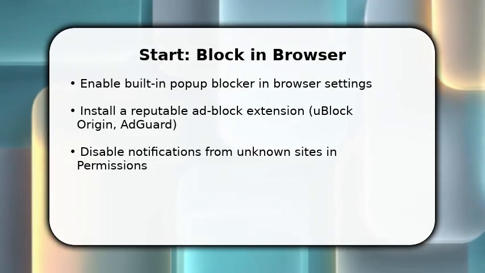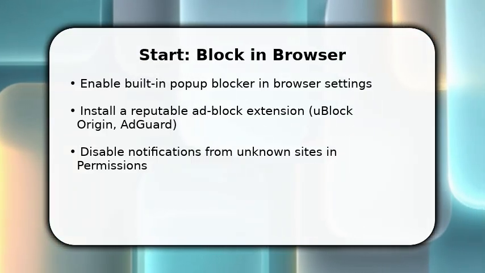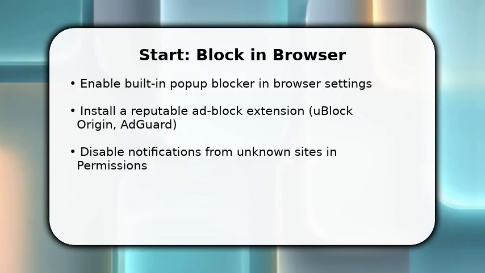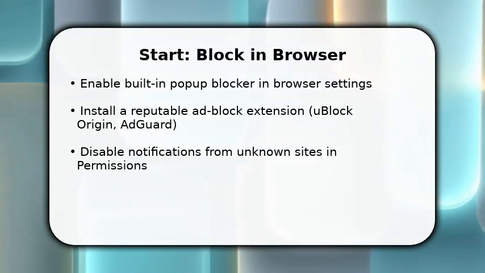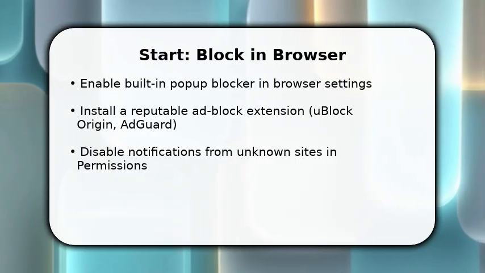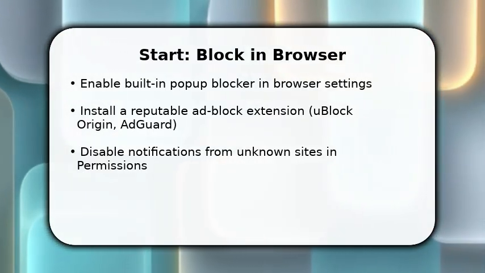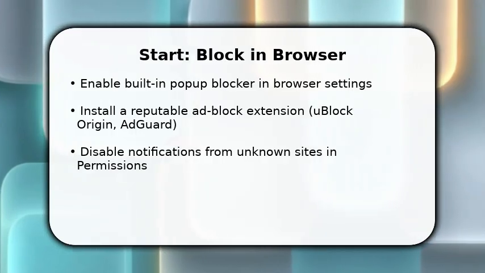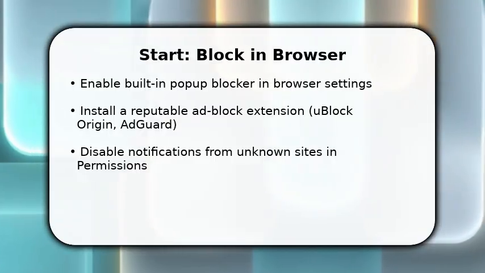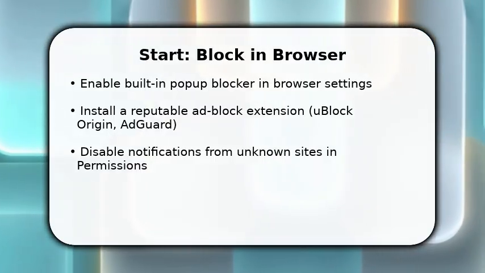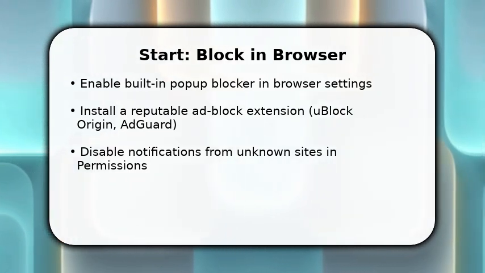You will start by stopping pop-ups at the source. Open your browser settings and enable the built-in pop-up blocker right away. This prevents most window-based ads. Next, install a lightweight ad block extension like uBlock Origin or AdGuard. These filter scripts and frames. Then go to Site Permissions and revoke notification access for any unfamiliar domains. Once done, restart the browser to apply changes and make sure your extension is active before moving to system-level steps.